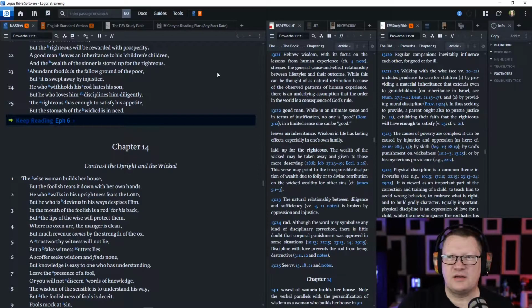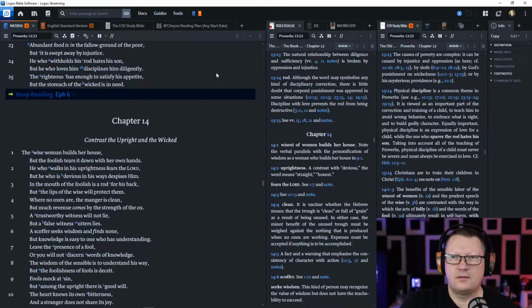Abundant food is in the fallow ground of the poor, but it is swept away by injustice. He who withholds his rod hates his son, but he who loves him disciplines him diligently. Rather, the righteous has enough to satisfy his appetite, but the stomach of the wicked is in need.